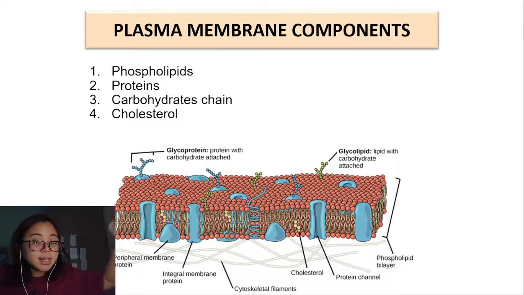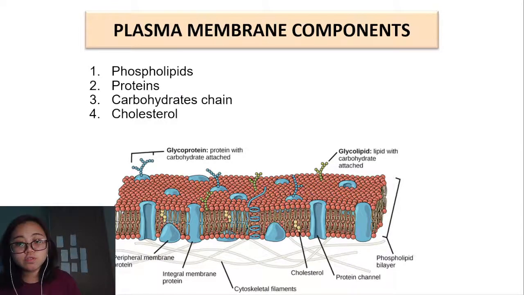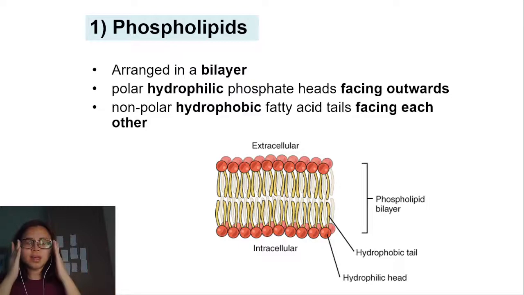Okay, so let us move on and look at the plasma membrane components. What is in or on the plasma membrane? We have 4 main components, which are the phospholipids, proteins, carbohydrate chain, and cholesterol. What is phospholipid? Phospholipids, these are this thing.